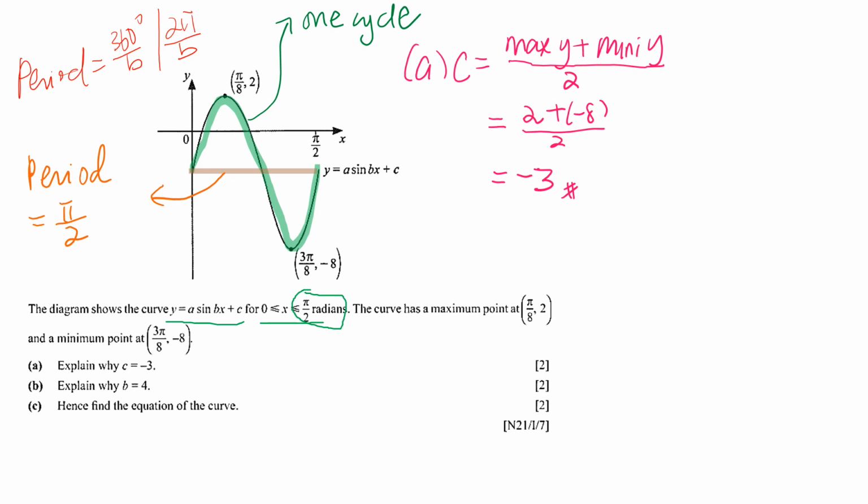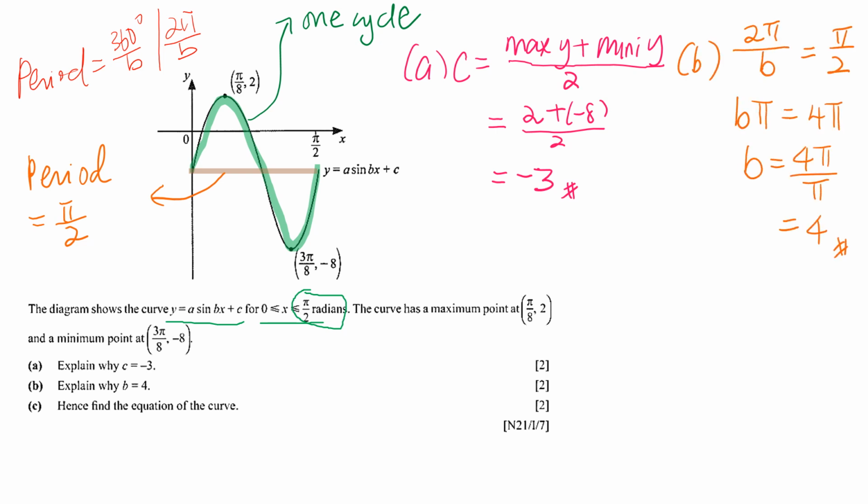So substituting that into your formula, 360 degrees divided by... sorry, we don't use 360, we use 2 pi over b equals to pi over 2. We do a cross multiply. You will get b pi equals to 4 pi. So b is 4 pi divided by pi, which gives you 4. Right, so that's how we find the value of b.